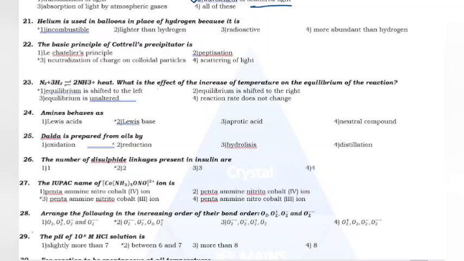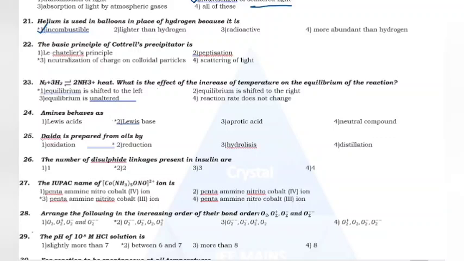Next, the basic principle of Cottrell's precipitator is that the precipitation takes place because of the neutralization of the charge which is present on the colloidal particles. So, the neutralization is the basic principle.